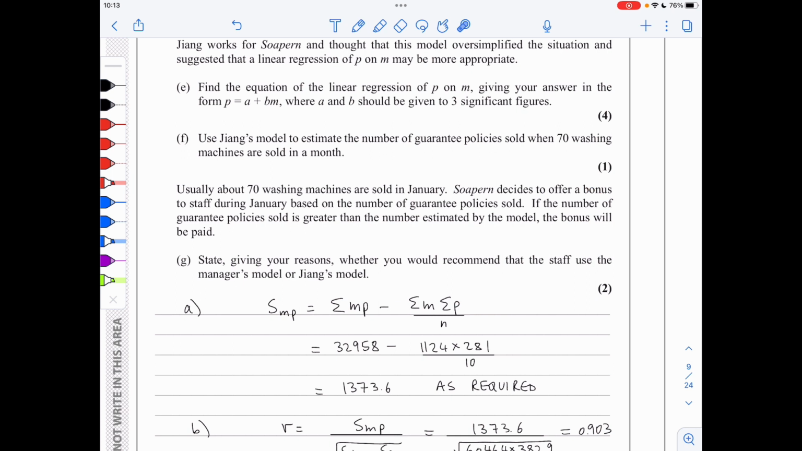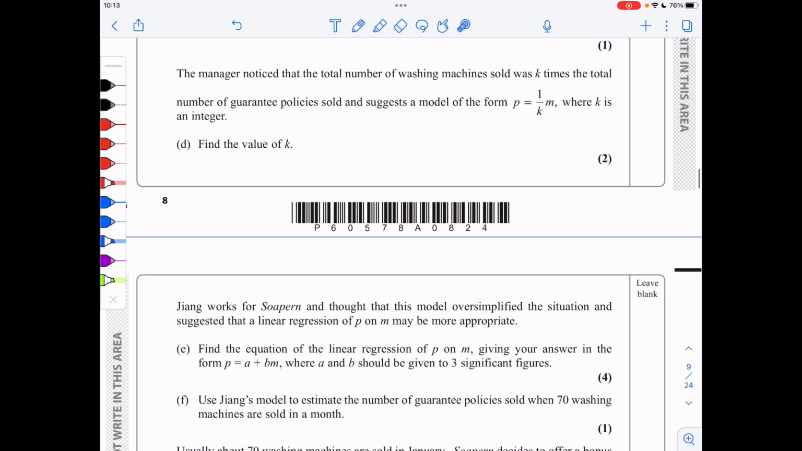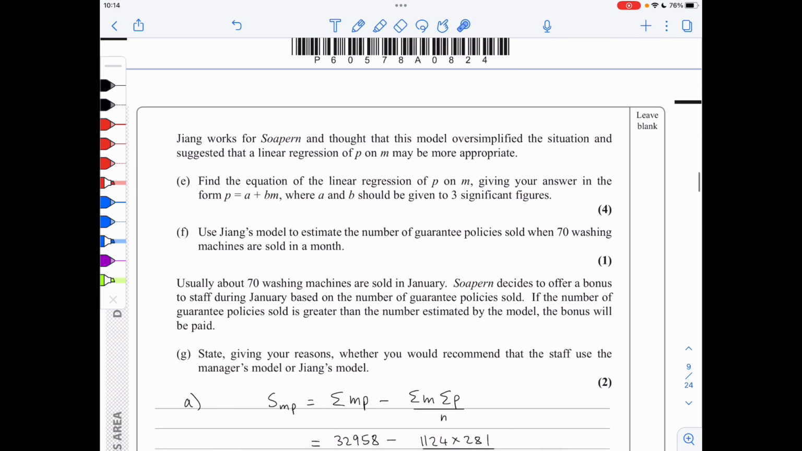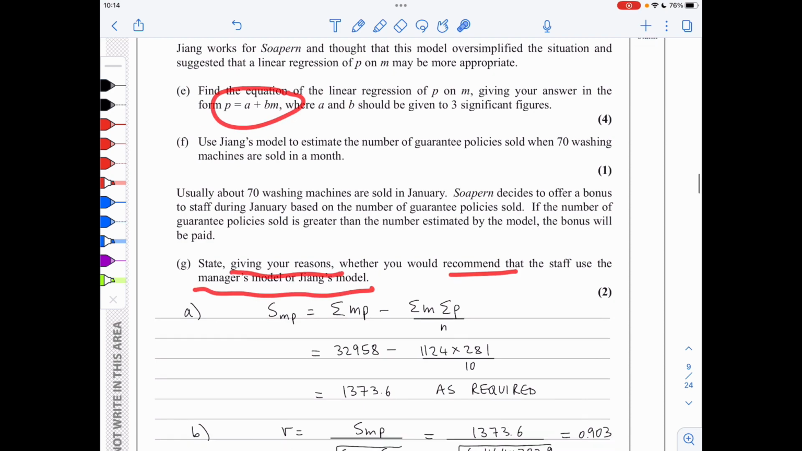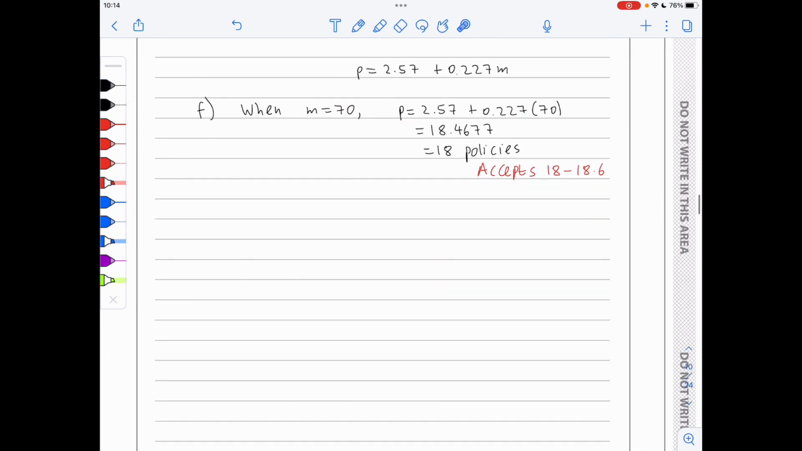In part G, we are told that the 70 washing machines are sold in January usually, and a bonus will be offered if we exceed the number of policies sold compared to what the model is predicting. We've got two models here. We've got the manager's model, P is 1/4 M, and then it's Young's model, which is the linear model. And we need to recommend which model to use, giving our reasons. So let's start by writing out the two models to see exactly how to approach this part of the question.